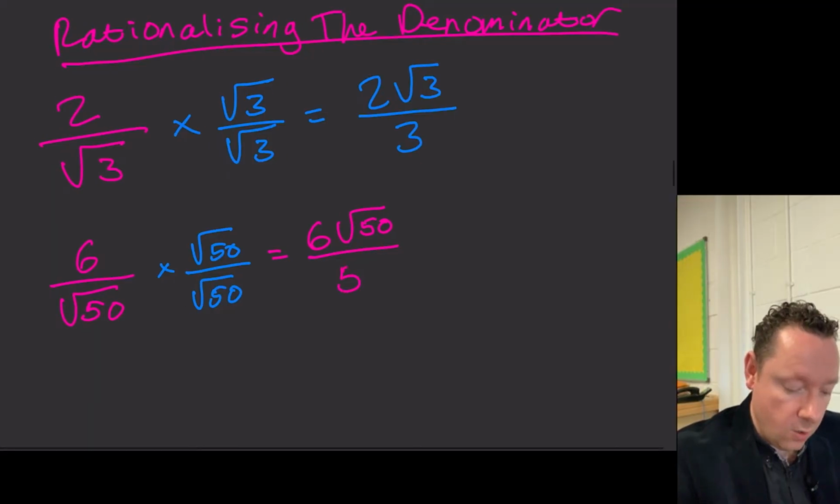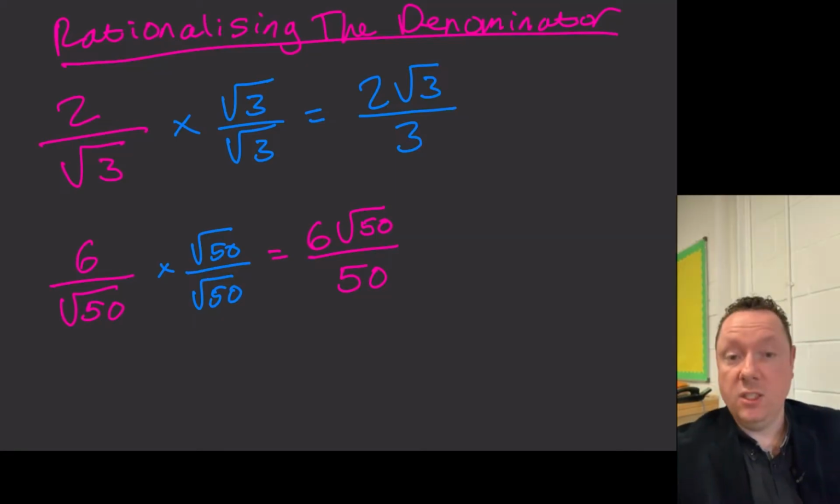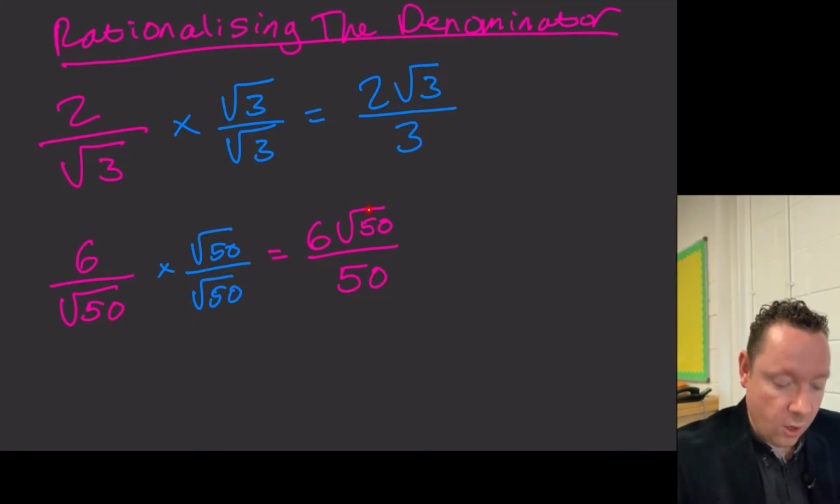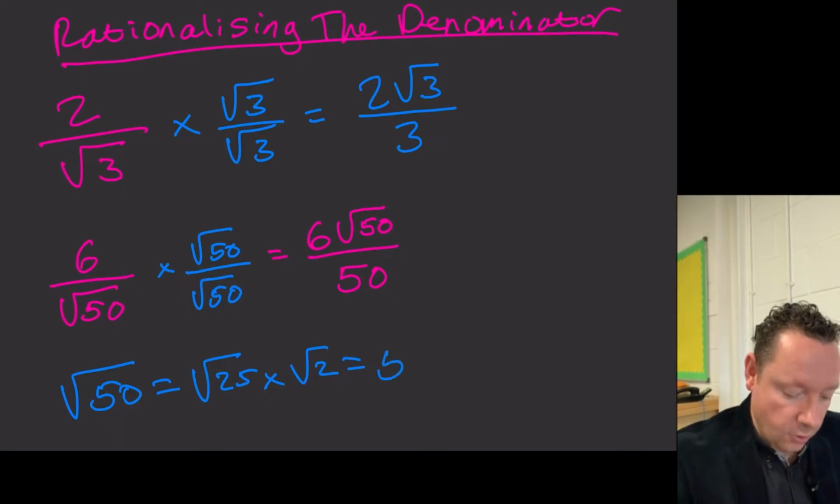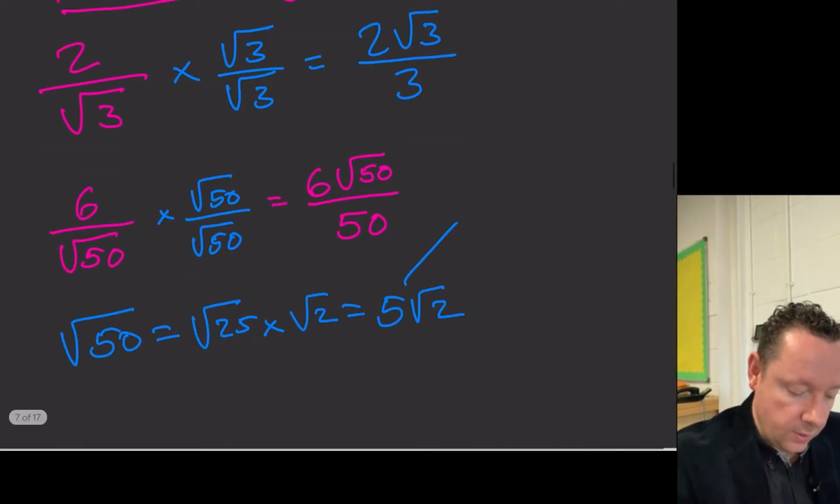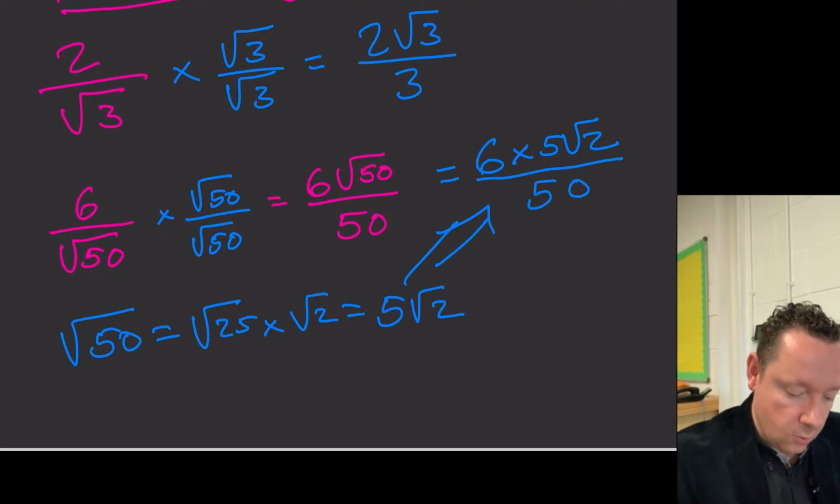So now we've got a bit of work to do with this question, because we've got a 6 and a 50, which is a fraction which can be simplified, and we've got a root 50, which is a surd, which can be simplified. So we'll do a lot of this work at the side. If I take my root 50 to start with, well, that is root 25 times root 2. So that is 5 root 2. That means that up here our answer becomes 6 times 5 root 2, and it's still over 50.